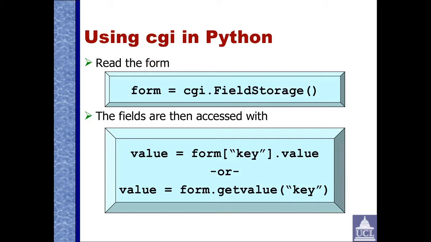So what we need to do initially is read in all the data that were in the form. And that's achieved simply by doing form = cgi.FieldStorage(). And then we can access the fields using either value = form['key'].value, where the key is the name that you used within the form, or we can say value = form.getvalue('name') with the name that's used in the form. So we can either use this kind of dictionary approach or a function approach, whichever you prefer.